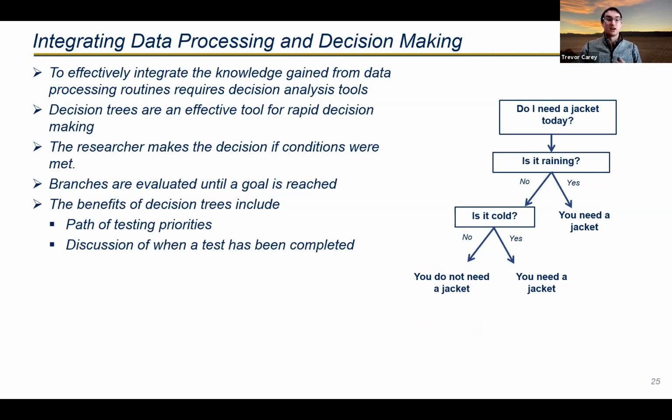The real benefit of these decision trees is that this gives you a path of testing priorities. So you know what comes first in this process. Is it cold outside? Maybe not as important as it's raining outside. So it gives you a hierarchy of what things you should be looking at, because there are events or tasks that are results of other events or tasks. This also gives you a discussion of when a test has been completed. What criterion are you going to use to say this test is done, we don't need to keep doing testing, or it should be stopped? So that also helps to define that with a decision tree.